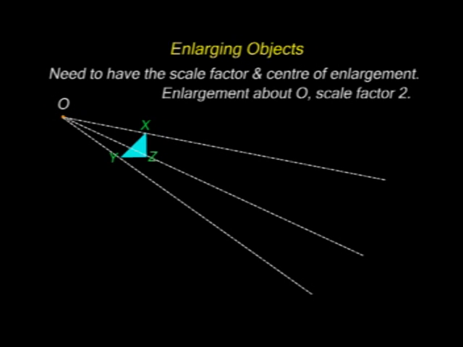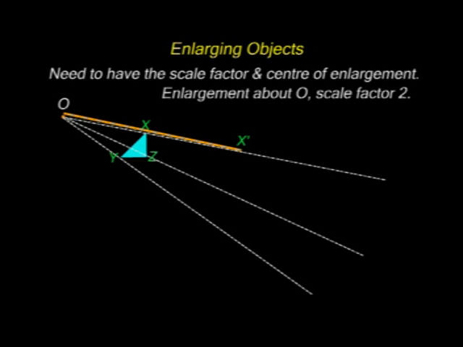Now I will measure the distance OX. I want to enlarge the figure by scale factor 2. I measure the distance from the center of enlargement to X and then take twice that distance. So again, I measure the distance from O. So I will have my X prime there. Now my new point is here.